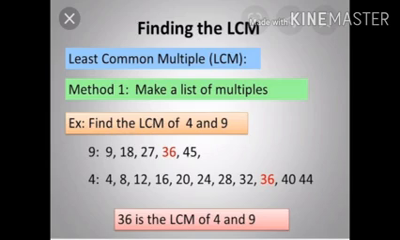Method number 1, the multiple method. In this method, you are supposed to make a list of multiples of the given numbers in the question. In this example, it is stated: find the LCM of 4 and 9. We made the list of multiples of 9 and 4, and then we highlighted the common multiples. After highlighting the common multiples, the least or smallest multiple will be our LCM.